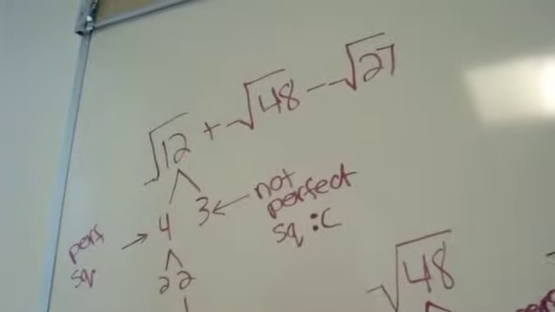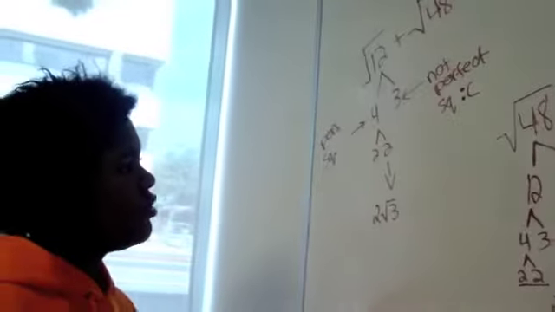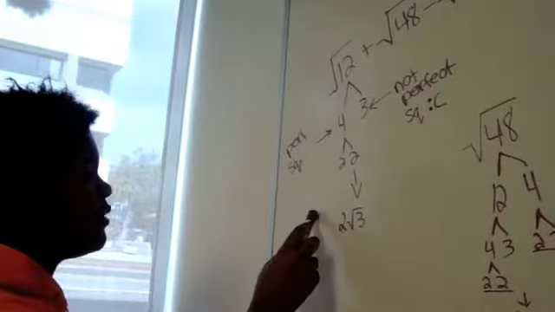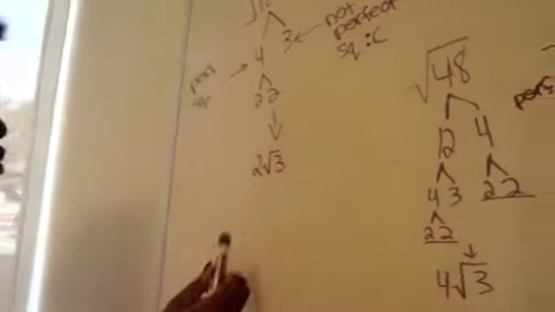So the first example we have is the square root of 12 plus the square root of 48 minus the square root of 27. 12 factors down into 3 and 4. 4 is a perfect square, so it factors down to 2. 3 isn't a perfect square, so it's left inside the radicand.